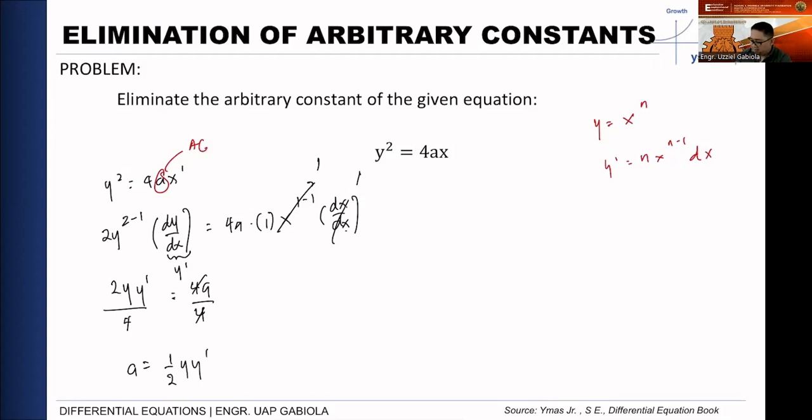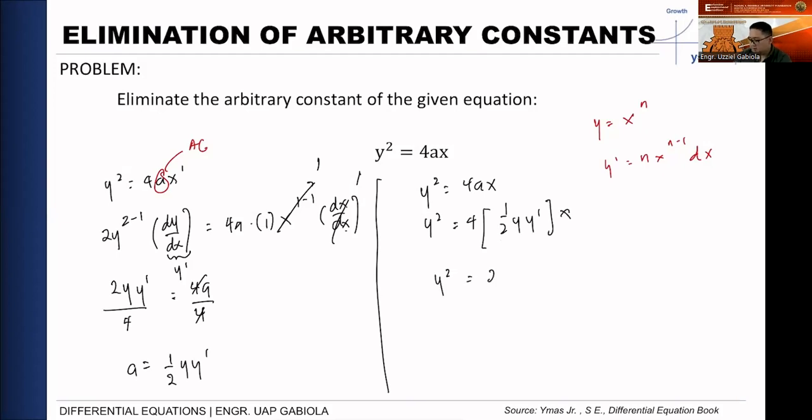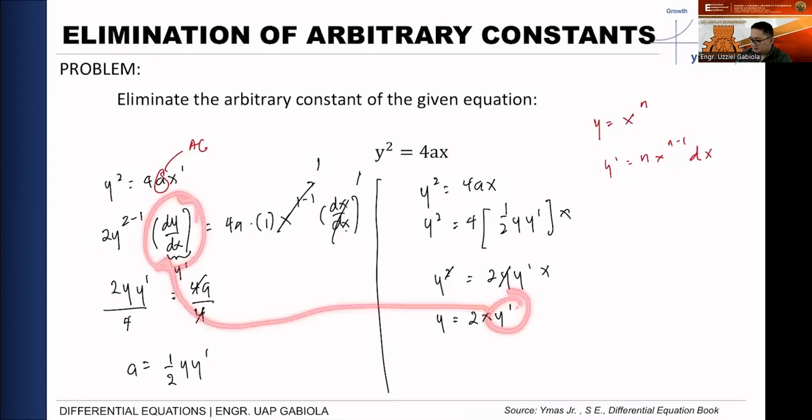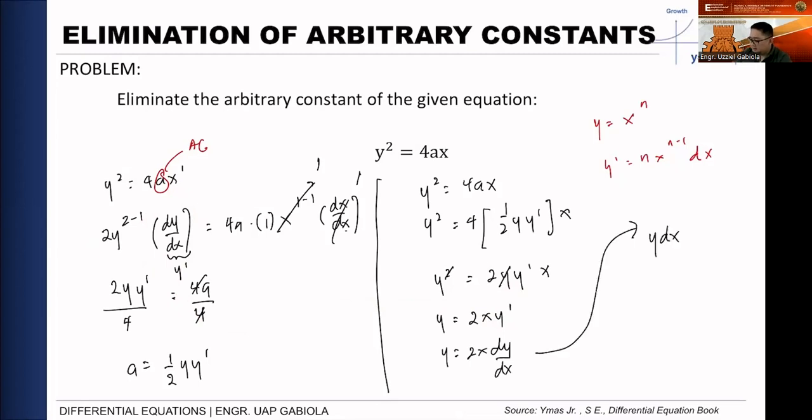Okay? And then we can substitute that dun sa original equation natin. Y squared is equals to 4. Yung value ng A natin is 1 half y prime, x. So y squared is equals to 2y prime x. Since pwedeng cancel yung y ng isang y, may matitira dito, 2xy prime. And again, si y prime, pwede natin i-represent as dy dx. No? So, y is equals to 2x dy over dx. Cross multiply lang natin. That is y dx is equals to 2x dy.